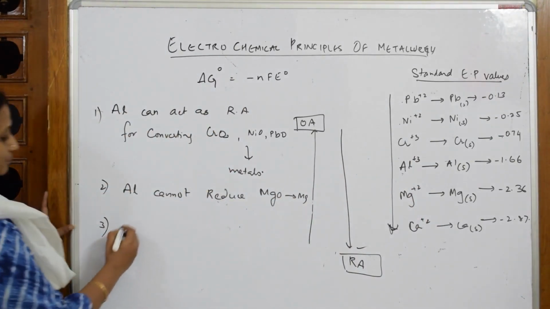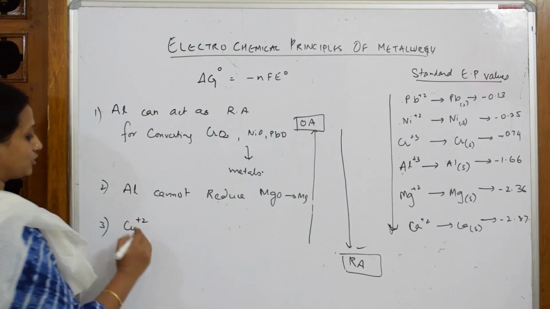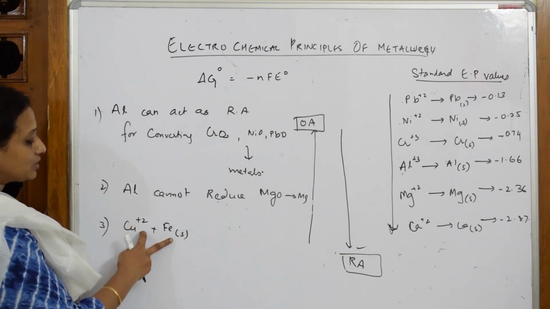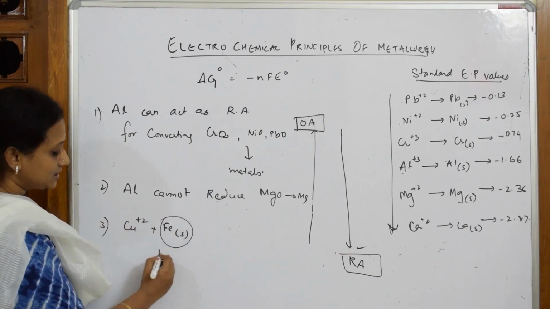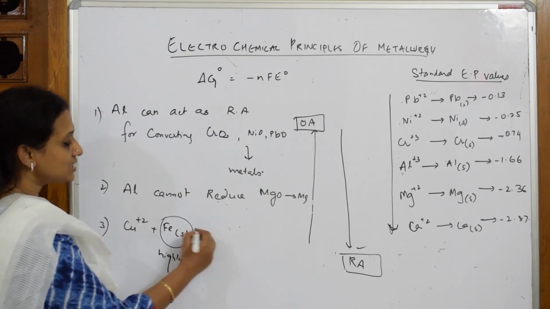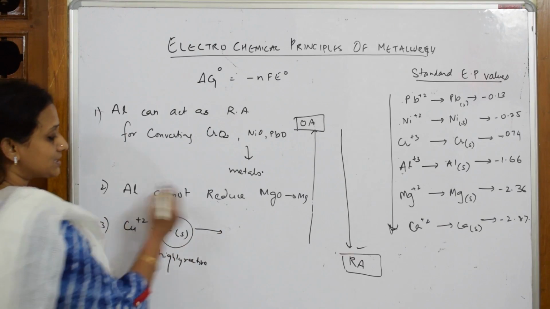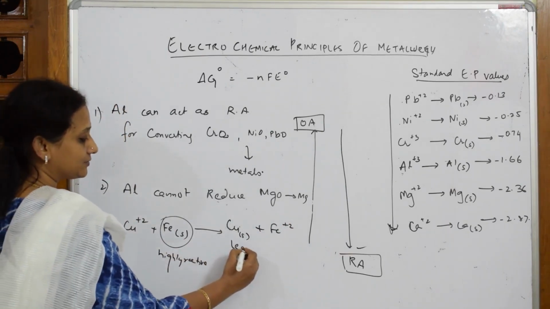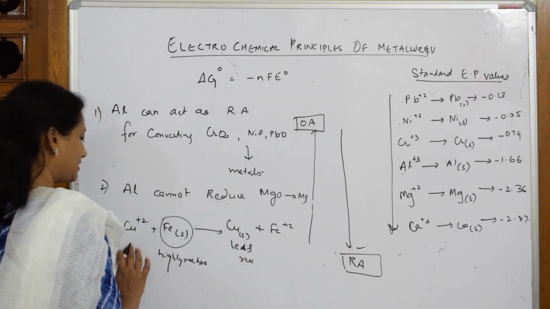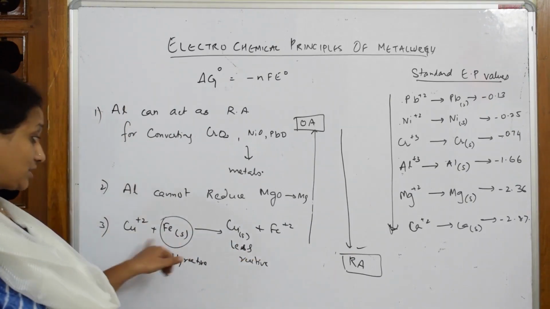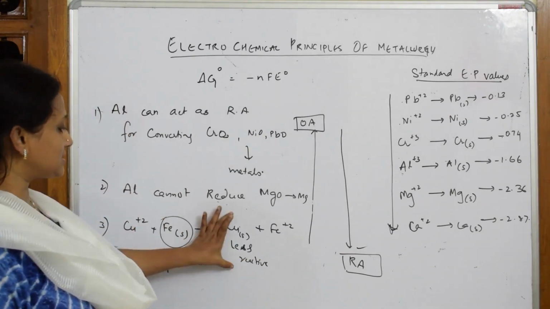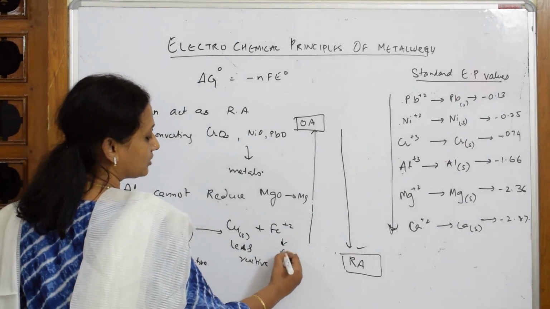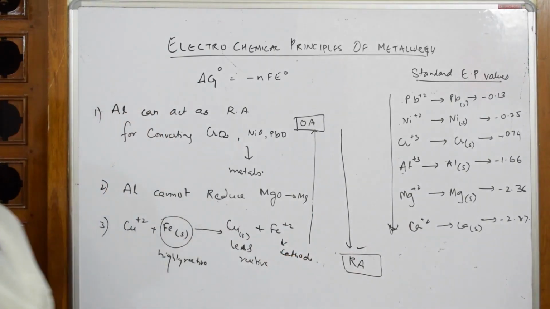Now suppose I take one more example, copper and iron. Compared to the two, iron is the highly reactive metal. So the highly reactive metal replaces the less reactive one: copper ion gets converted to solid Cu, and iron gets converted to Fe2+. The copper goes to the cathode and settles, and from there it is extracted. So this is your basic thermodynamic example.